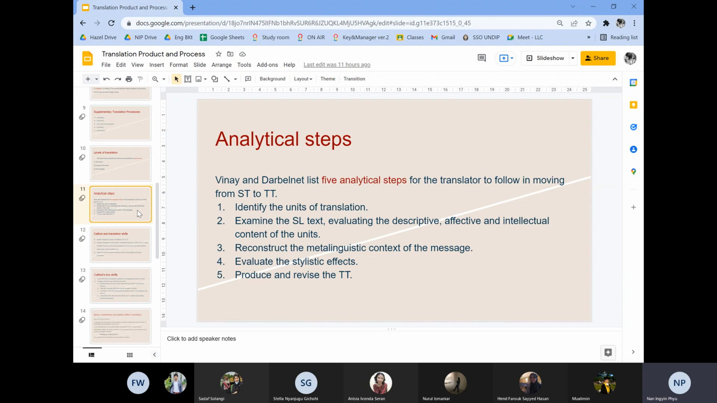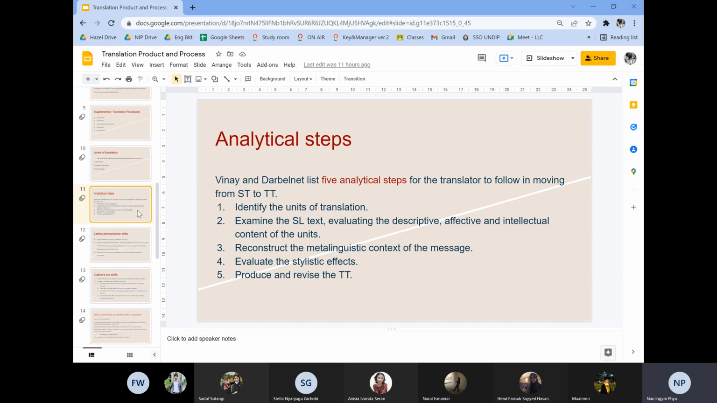And then the third step is to construct the metalinguistic context of the message. Of course, we also have to reconstruct in that way. Sometimes even though in the source they write first and second, when we translate, we have to reorder and re-conceptualize them. Those kinds of situations also need to be kept in mind by the translator.